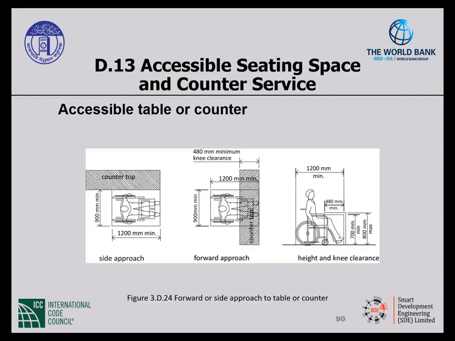Accessible seating space and counter service. For workstations, dining tables, and service counters, you should provide a clear floor space of 900 by 1200 millimeters, and that could be either for a side approach or for a forward approach. At the forward approach, you want to provide knee clearance under the table for a minimum depth of 480 millimeters and at least 700 millimeters above the finished floor. The writing surface or the service counter should be a maximum 800 millimeters above finished floor.